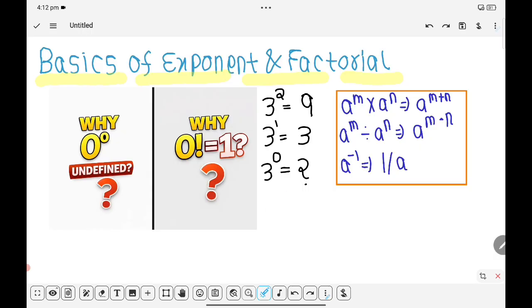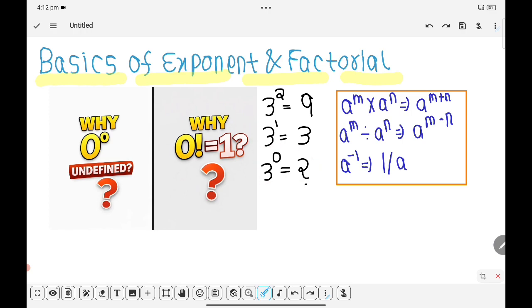3 to the power 1 means multiplying 3 one time, which means 1 into 3, which is 3 only. So 3 squared is 9, 3 to the power 1 is 3, 3 to the power 3 is 27. Now the question arises, what does 3 to the power 0 stand for?